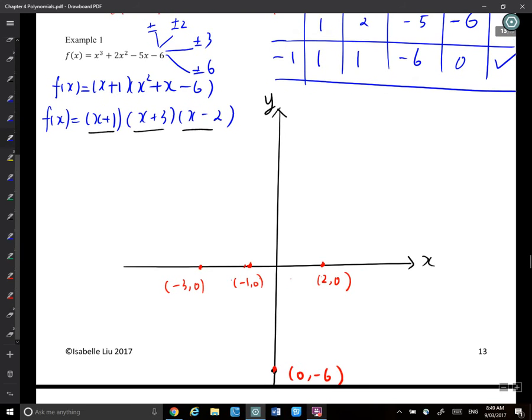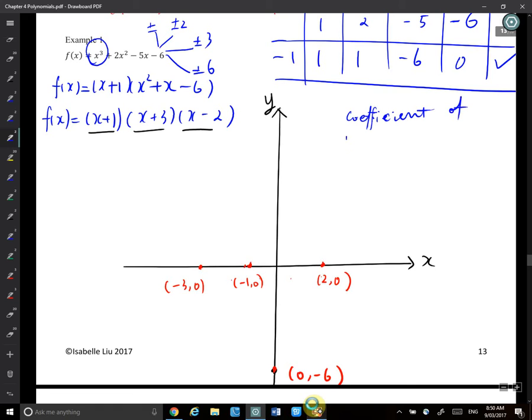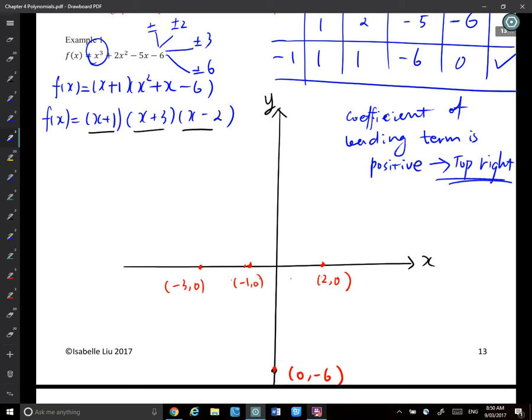And the next thing we need to do is think about the leading term, the coefficient of the leading term. If the coefficient of the leading term is positive, I will start from the top right. I always start my graph from the right hand side, and I always start from the top if it's positive. If it's negative, I'll start from the right but at the bottom.